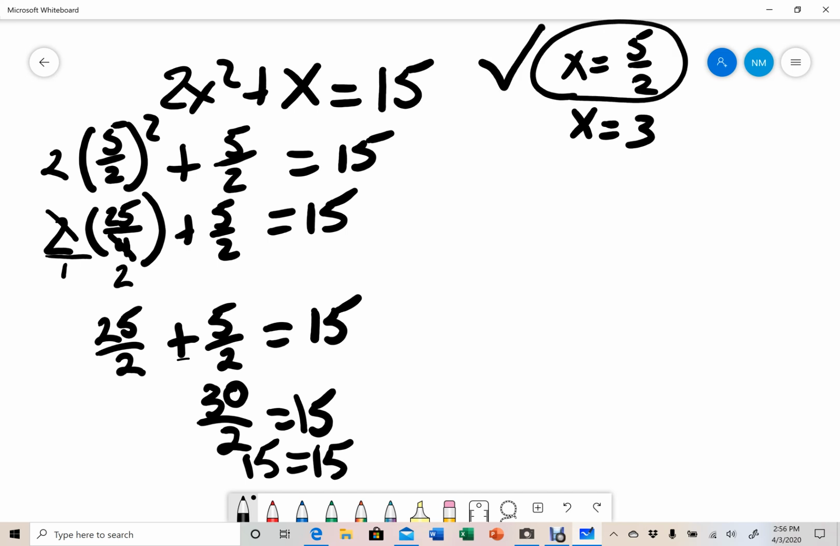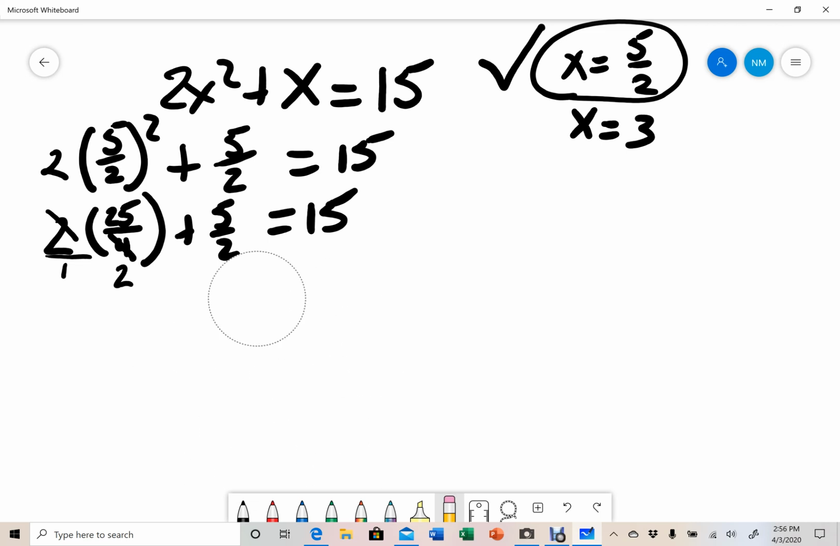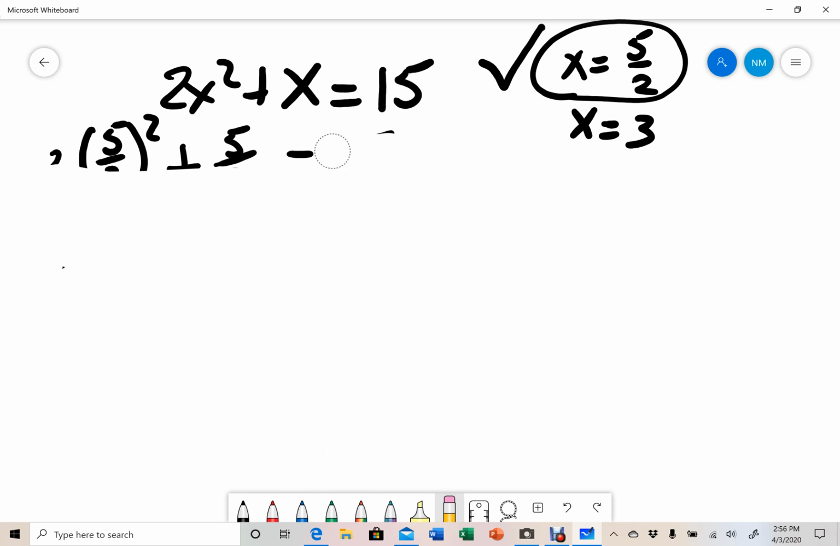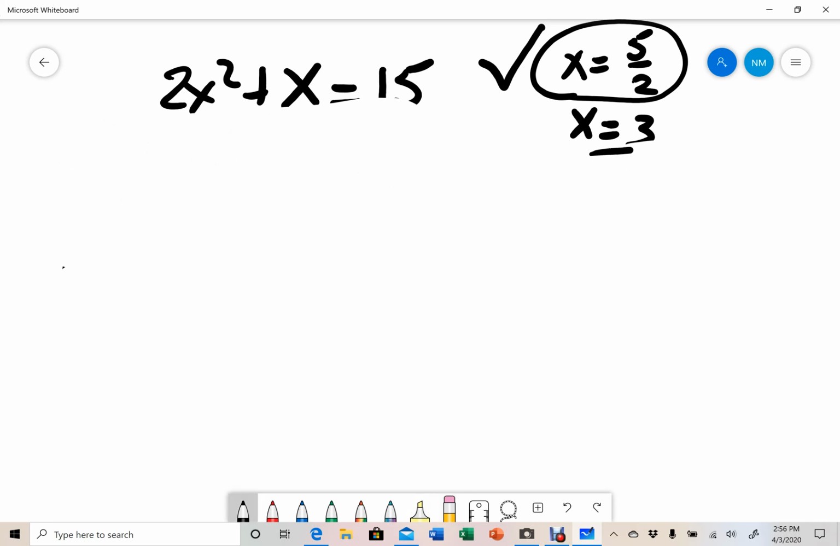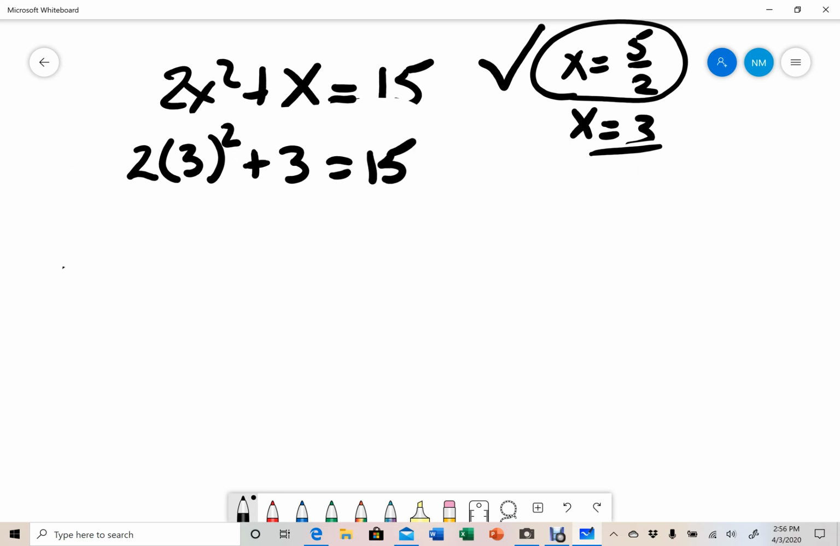Okay, now let's go and try the next one here. Erase this. Hopefully you got that. If not, you can rewind it. All right, so I take my original equation and I plug in 3 now for my x's. So I've got 2 times 3 squared plus 3 equals 15.